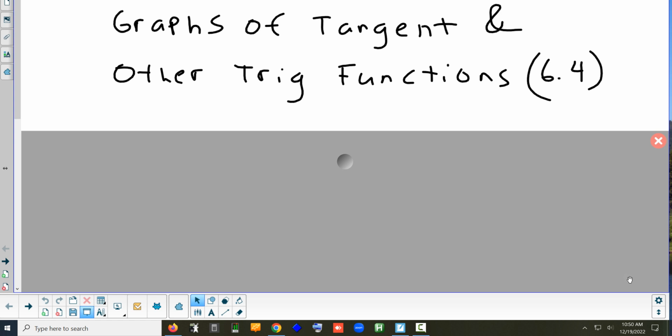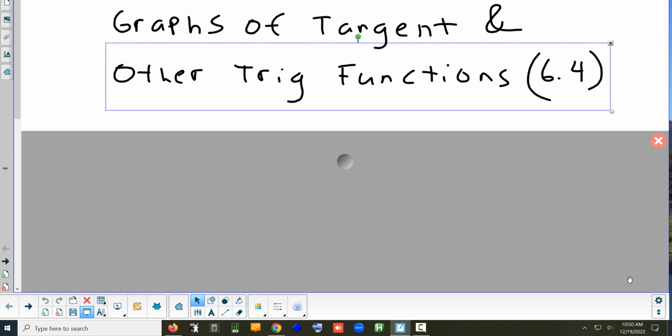Alright, so I'm going to start off looking at 6.4. Now, we went into a lot of depth graphing sine and cosine. We studied all the different transformations, and we spent 3 days just on sine and cosine. We're not going to go into as much depth with the other trig functions. We're going to spend 1 day on them, kind of get the idea of what they look like, and that's pretty much it. We also are not going to do a lot of sketching by hand. We're going to do more sketching on the calculator than we did in section 6.3.